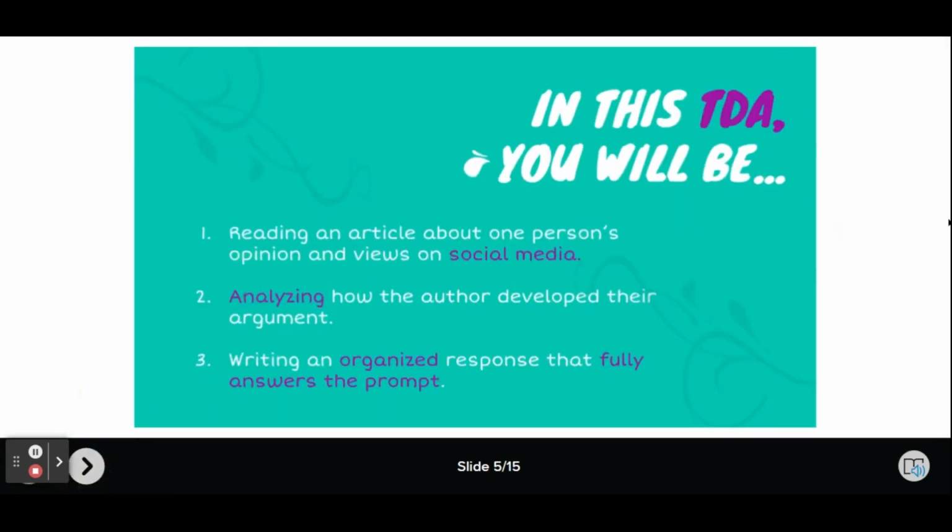So let's bring us full circle here to what you're going to be doing in this TDA. In this TDA, you're going to be reading a short article about one person's opinions and view on social media. You're going to analyze how the author develops their argument, and then you're going to write an organized response that fully answers the prompt. So that's just 3 things.